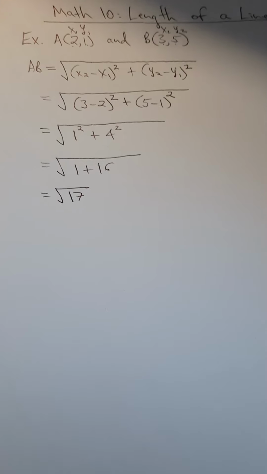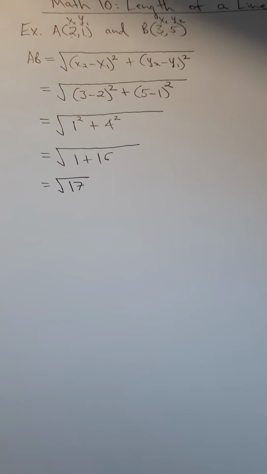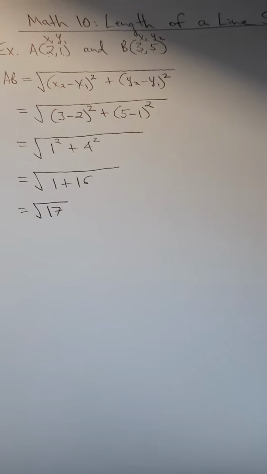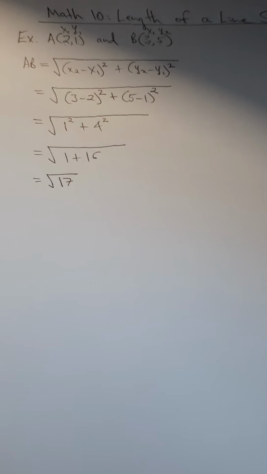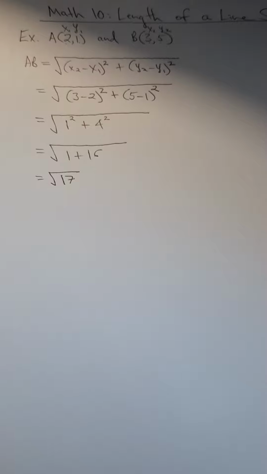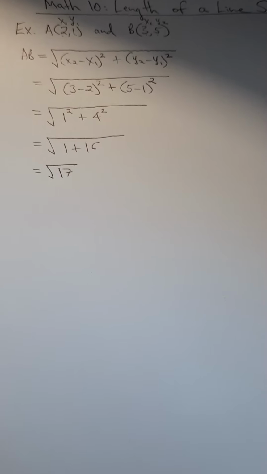If your teacher wants an exact value, you're just going to put that into your calculator. However, it is not actually necessary to do that. If you are using an approximate value and you put square root 17 in your calculator, I would round it to 1 decimal place. All right, is everyone good there? Okay, let's go to the next question.